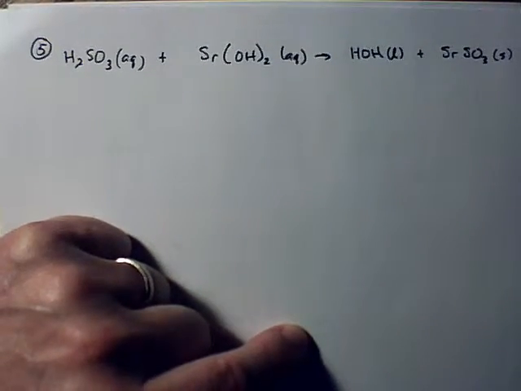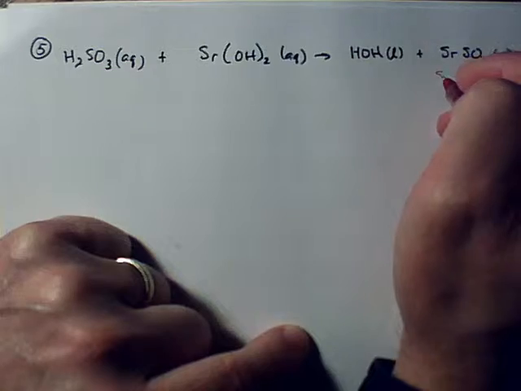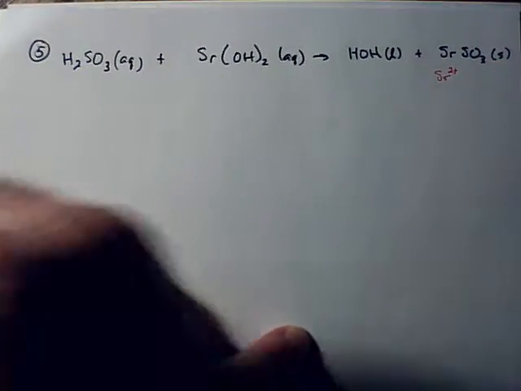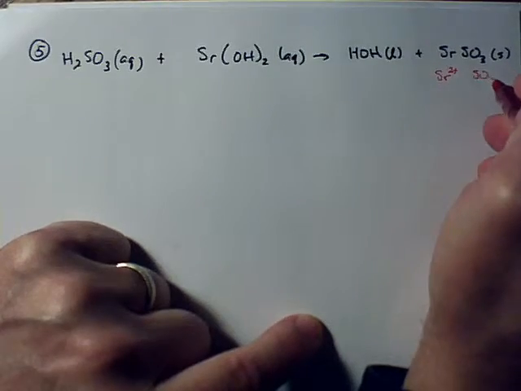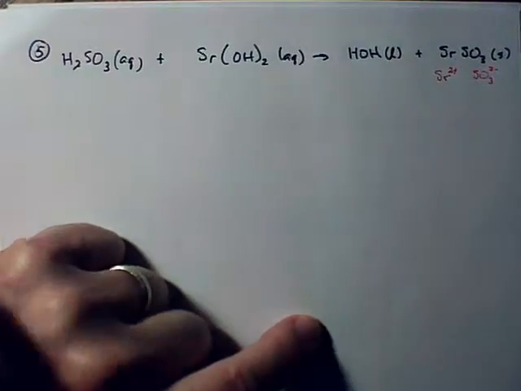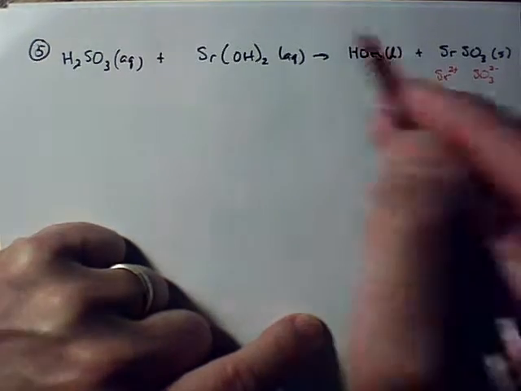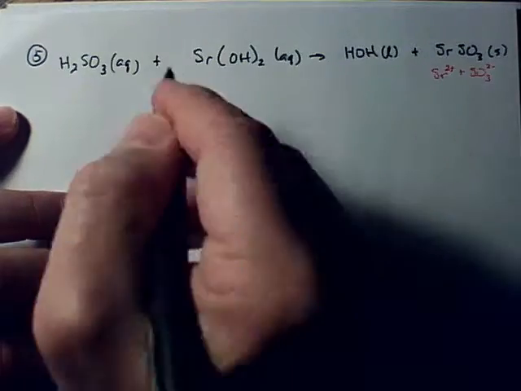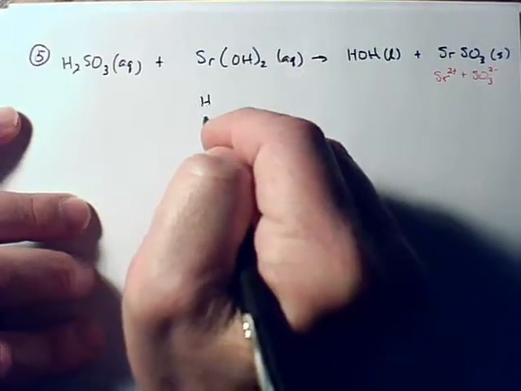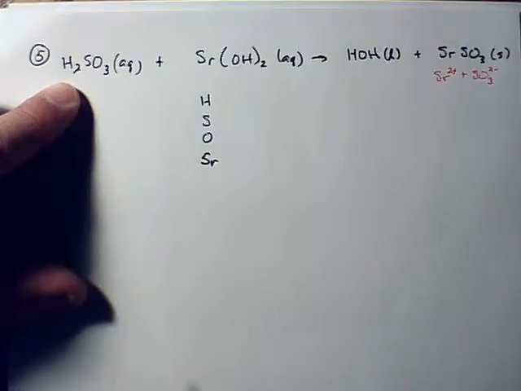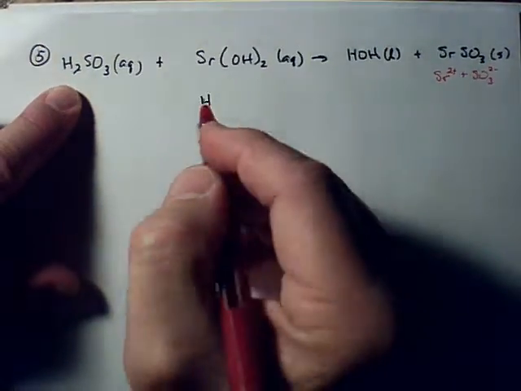Now we have to balance the formula here. Strontium's in column 2 of the periodic table. All those elements have a 2+ charge. Sulfites have a 2 negative charge. So that's already balanced. Does that make sense to everybody? Okay. So now we're ready to balance the overall equation. Going to list our elements, H, S, O, S, R. Make our grid.